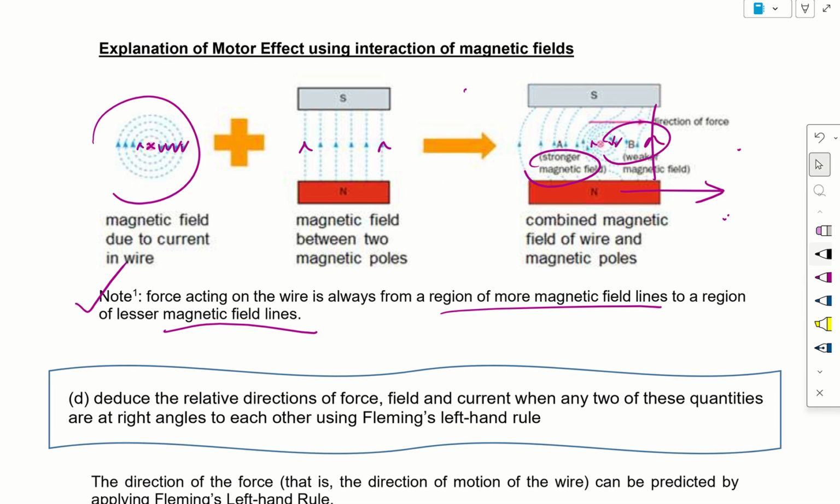Is this the only way to know the direction of the movement? Is this the only way to know the direction of the force that is applied on this conductor? No, because later we'll be doing Fleming's left hand rule, but that will be covered in success criteria D.